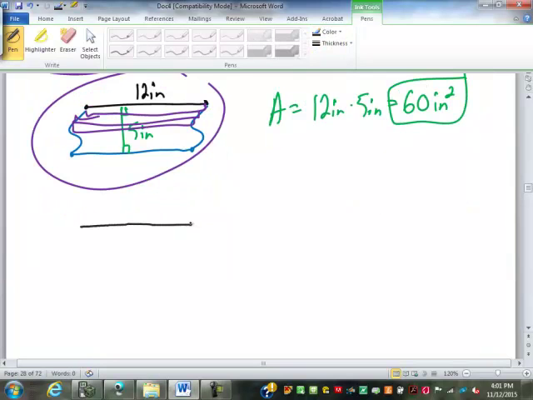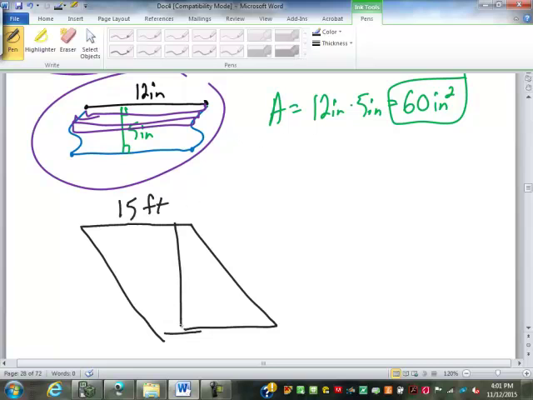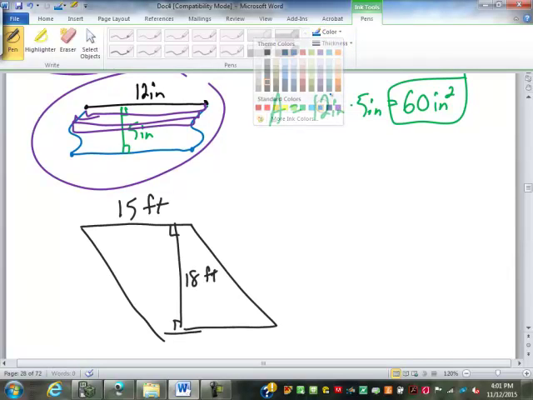So find the area of, let's say this is 15 feet. And of course, we need this dimension. Let's say that is 18 feet. Find its area quick.